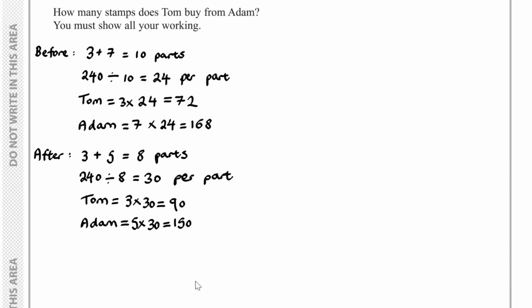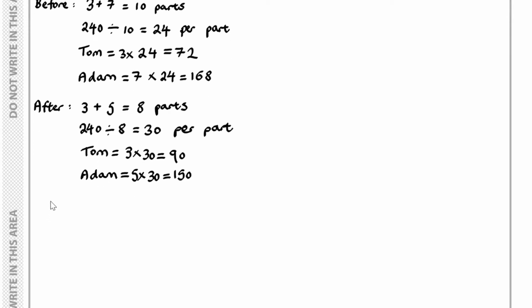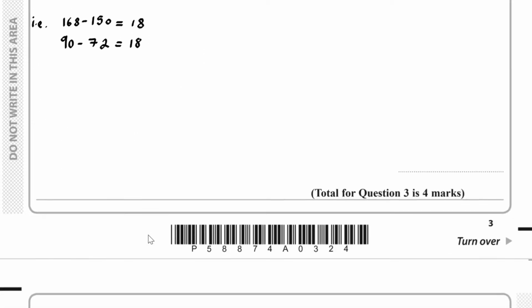So you can see here the number of stamps Tom buys from Adam. You can see here Adam has lost 168 take away 150, which is 18 stamps, and Tom has gained 90 take away 72. So 90 take away 72 is 18. So Adam has lost 18 stamps, Tom has gained 18 stamps.